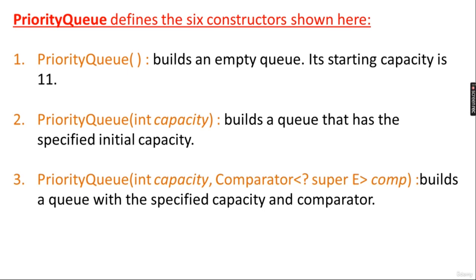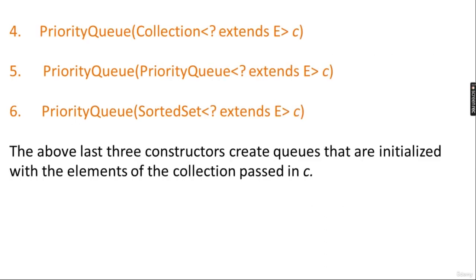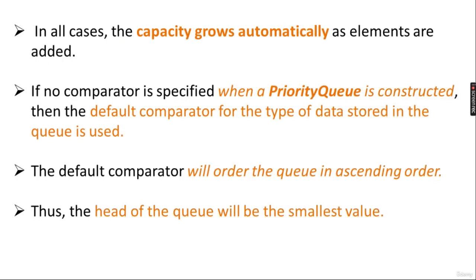So these are the constructors on this page. PriorityQueue(): starting capacity is 11. PriorityQueue(int capacity) builds a queue that has the specified initial capacity. PriorityQueue(int capacity, Comparator<? super E> comparator) builds a queue with the specified capacity and comparator. PriorityQueue(Collection<? extends E> c), PriorityQueue(PriorityQueue<? extends E> c), PriorityQueue(SortedSet<? extends E> c). The last three constructors create queues that are initialized with the elements of the collection passed in the c object. Capacity grows automatically as elements are added.